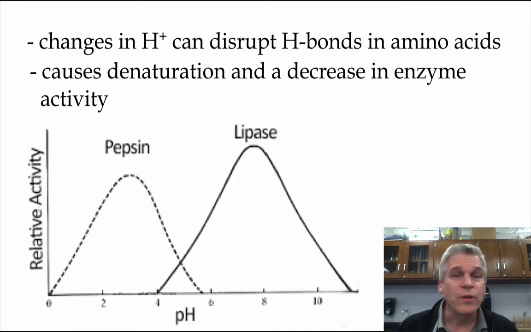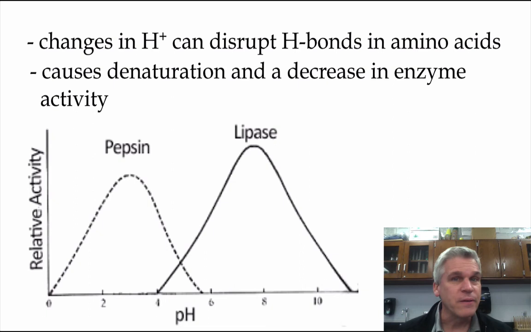Now, this will then cause denaturation and a decrease in the enzyme activity. But that's not true for every single enzyme. So for instance, lipase is an enzyme found in our small intestine. It breaks down lipids. In the small intestines, it likes to have a basic pH in order to work. The optimum pH for lipase is right around 7.5 to 8.